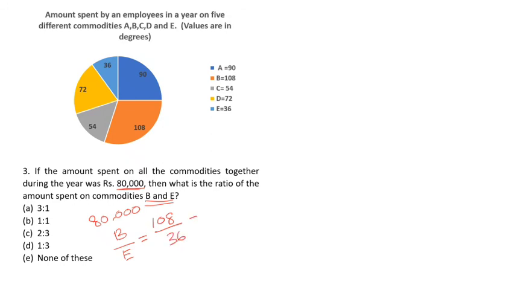So what will be the ratio? I can cut this 36 and 108, 3 times and 1 time. So 3 by 1. So what ratio we want? We want B is to E, which is equal to 3 is to 1. So 3 is to 1 is the required ratio. Accordingly, you can mark option A is the correct answer. Check the answer.